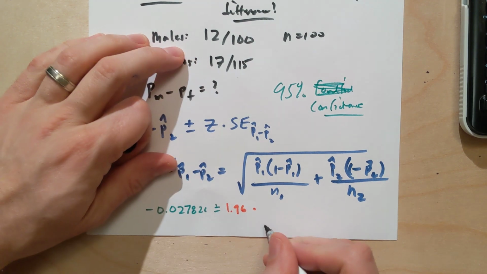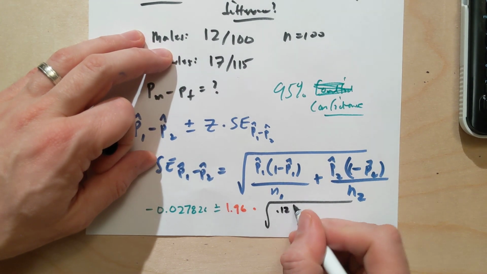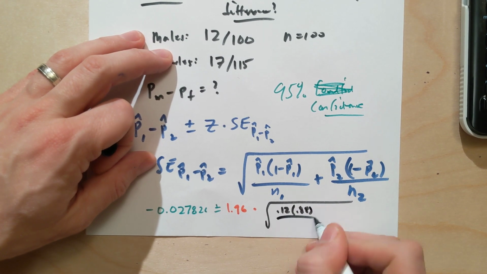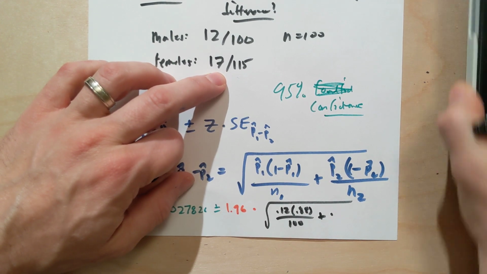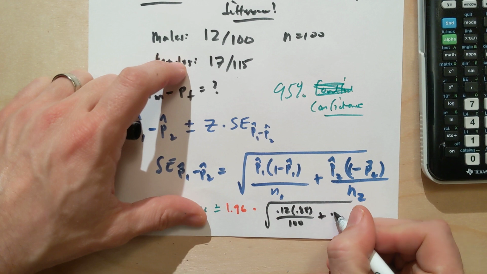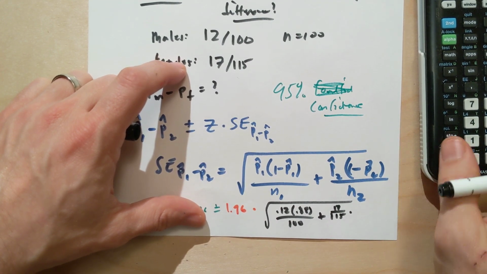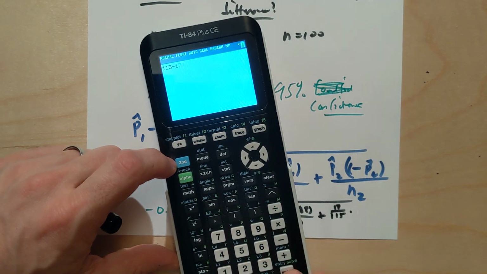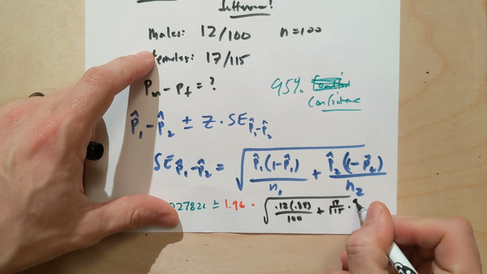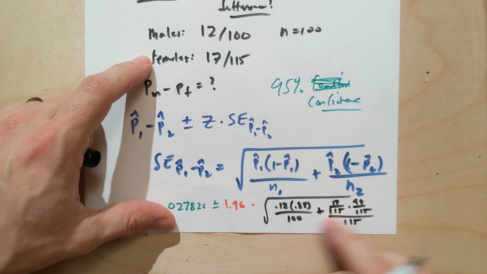So that would end up being what? That would be the 0.12 times 0.88 over 100 plus, we'll add to that, what was 17 out of 115? I'm just going to do it that way. I'm going to do 17 out of 115 times, what was that again? Let's see, what's 115 minus 17? It's 98. I should remember that. 98 over 115, and I'll divide that whole thing by 115, and I'll get a thing.